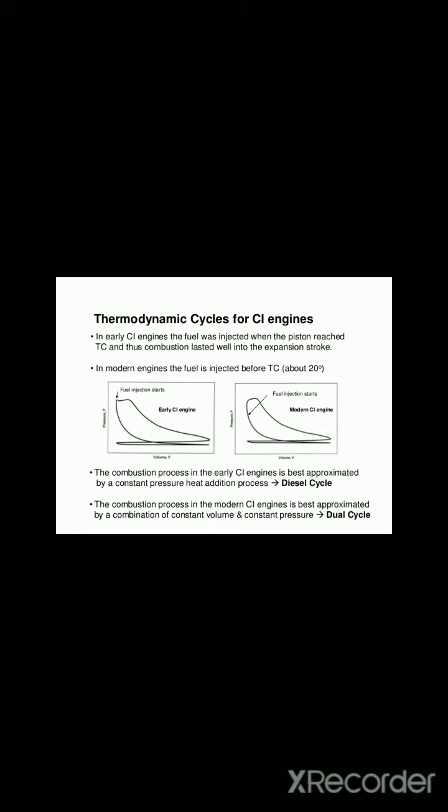The combustion process in the early CI engines is best approximated by a constant pressure heat addition process, that is the diesel cycle, and the combustion process in the modern CI engines is best approximated by a combination of constant volume and constant pressure, that is called dual cycle. Both of these cycles are very important in CI engines.